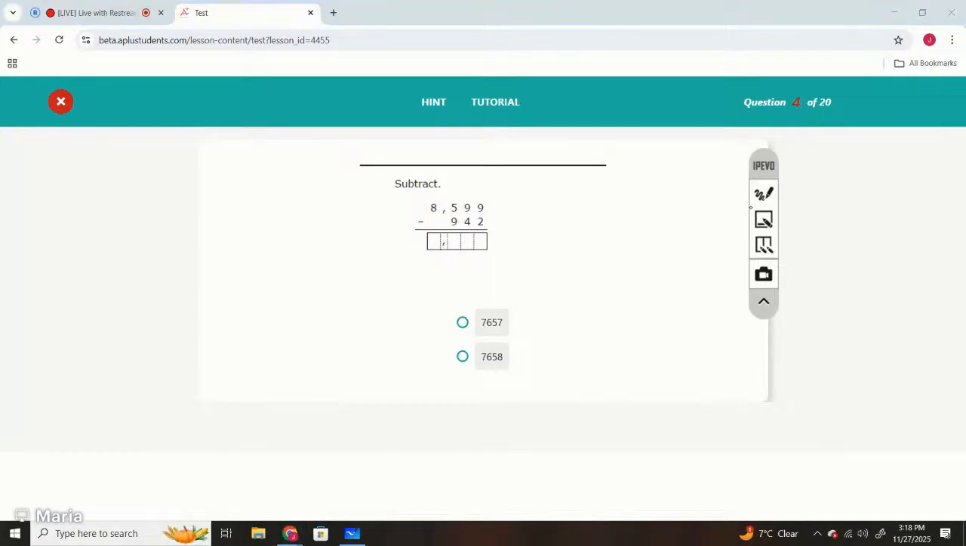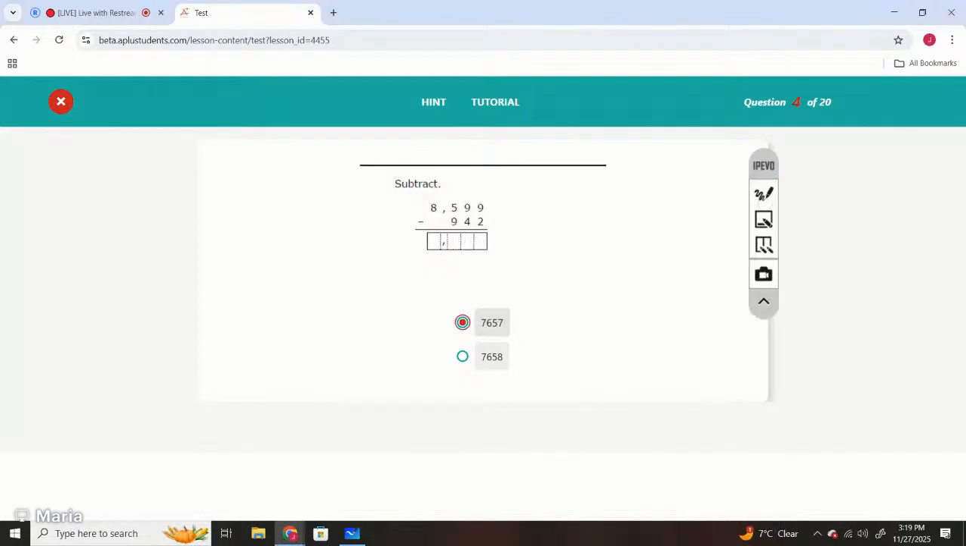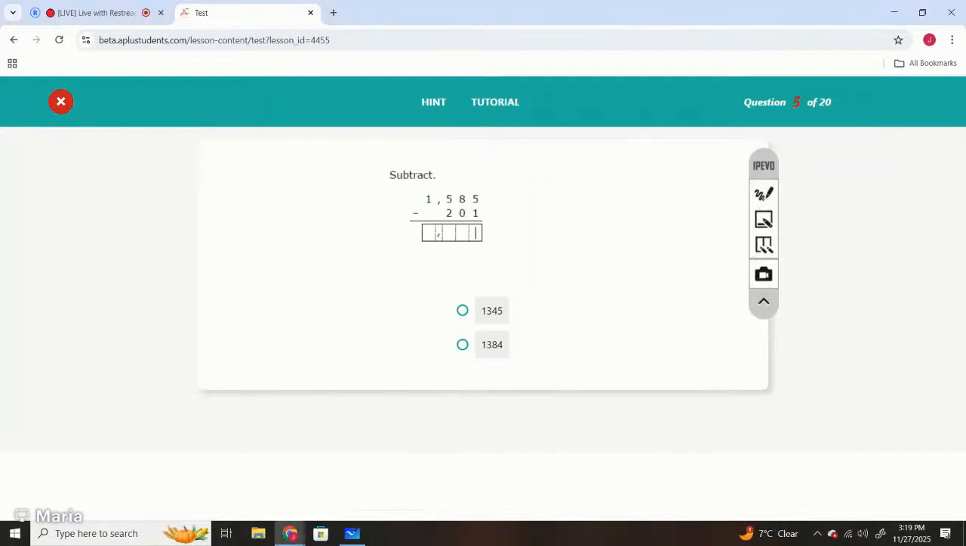Subtract. 9 take away 2 is 7. 9 take away 4 is 5. We need to borrow 1. 15 take away 9 is 6 and 7. That is 7657. So the correct option is 7657. Option number 1 is the correct option.